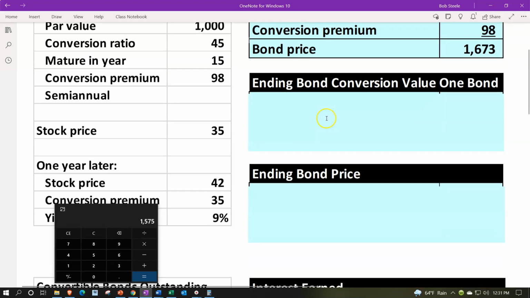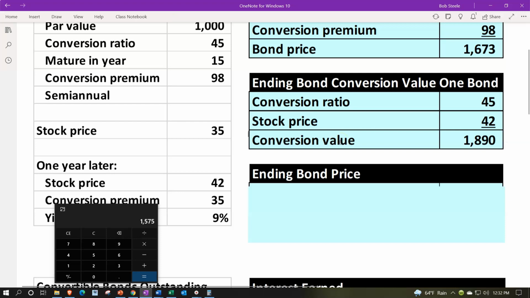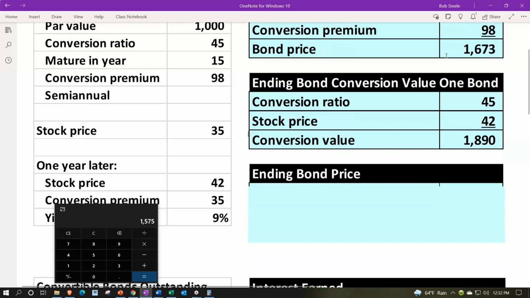Let's do the same thing for the ending bond conversion value. This time we'll look at the conversion value first. For the ending bond conversion value, we have that same 45 on the conversion ratio, but now the stock price has gone up from 35 to 42. So 45 times 42 is going to give us the conversion value this time of $1,890 as opposed to the $1,575, due to the stock price increasing.